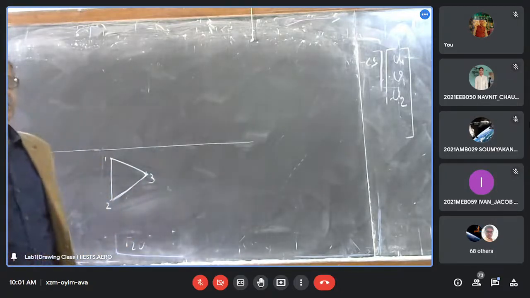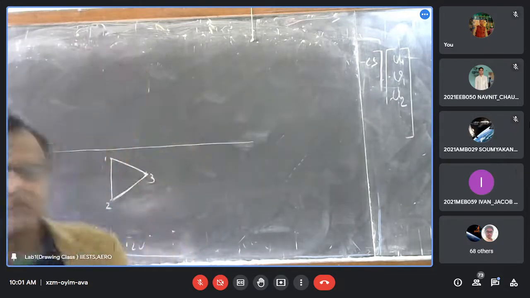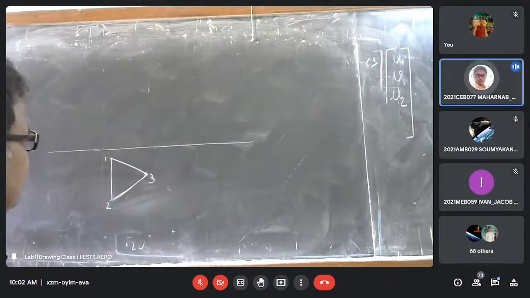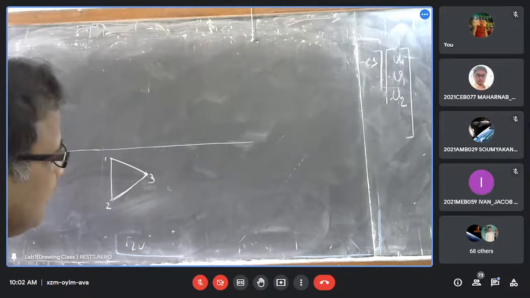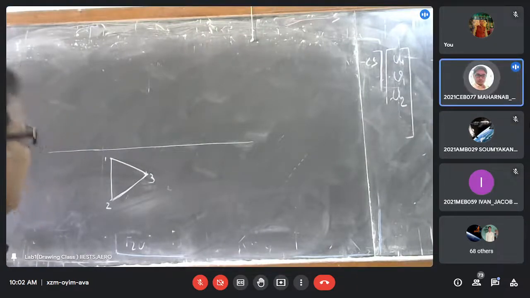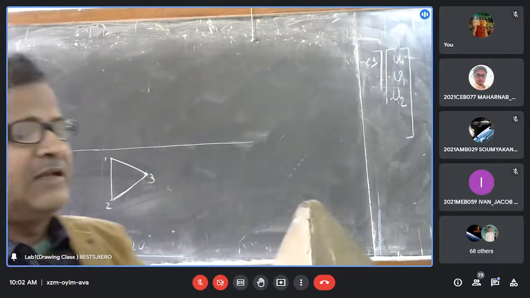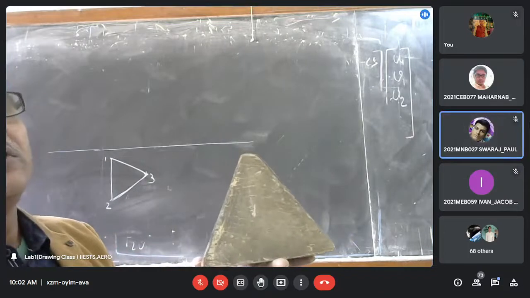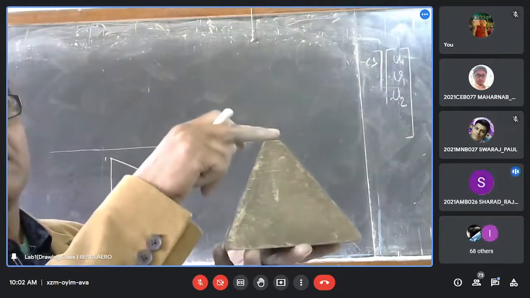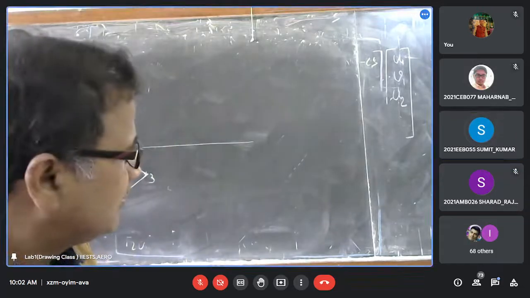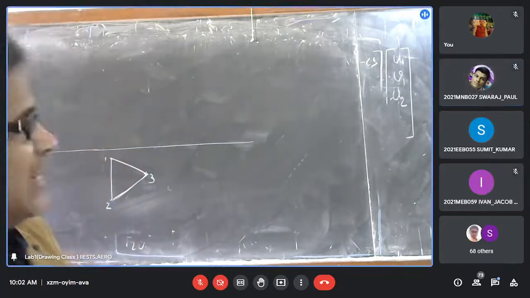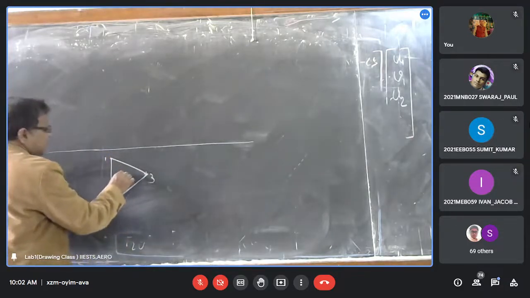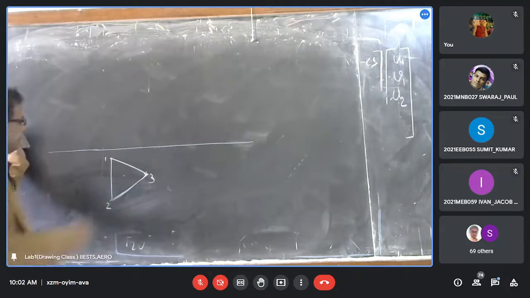Now can you tell me where the fourth is? Where is the location of the fourth? Sir, it's on the back side. If it is resting on the base 1, 2, 3, then 4 will be here, at the centroid. Yes, it is the center. 4 will be at the center of this equilateral triangle.